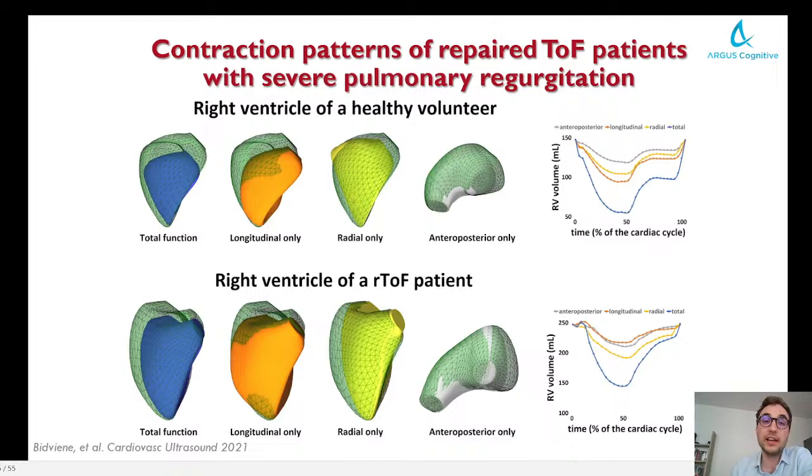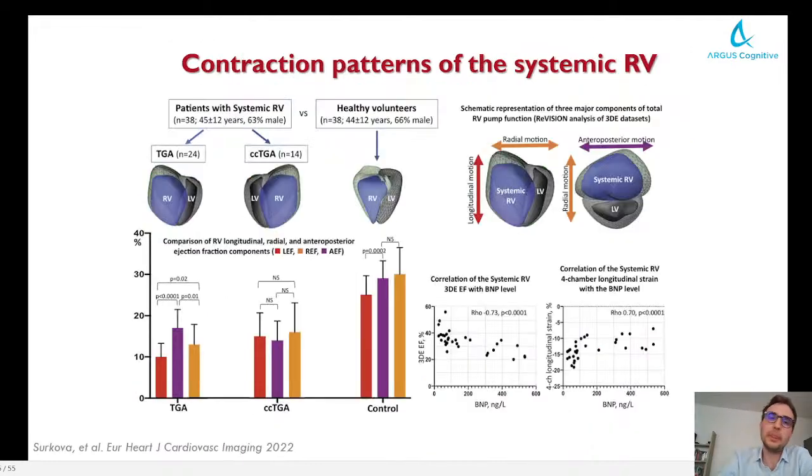So let's reflect on our previous slide about the changes in myofiber architecture. This middle circumferential layer in tetralogy of Fallot patients can actually be seen in the global function as well. They have a decreased longitudinal function, however, they have a more pronounced circumferential shortening, a more pronounced radial function, which can be easily characterized using the revision method.